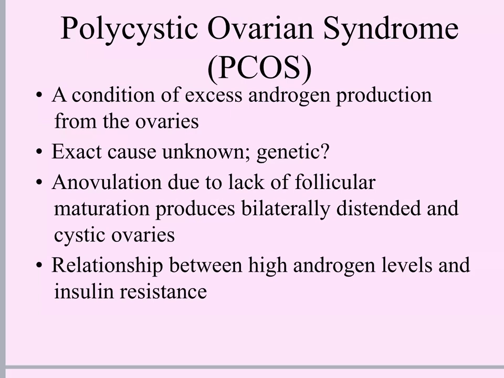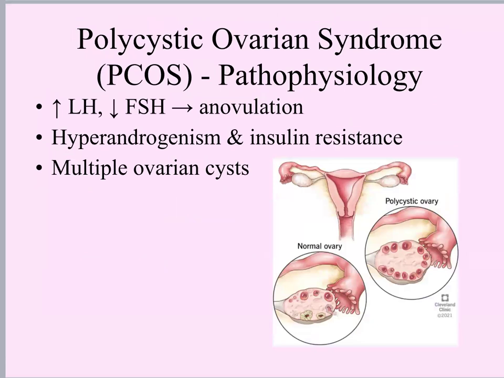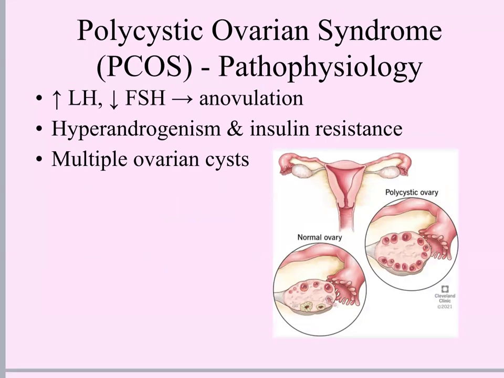So the pathophysiology is we have too much luteinizing hormone. So remember, luteinizing hormone triggers the release of the egg, but it also stimulates production of androgens. And the pituitary gland doesn't make enough follicle stimulating hormone. So the high luteinizing hormone is like asking the ovaries to pump out a bunch of testosterone.